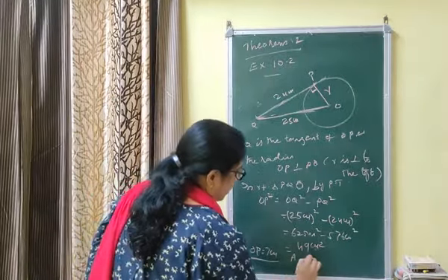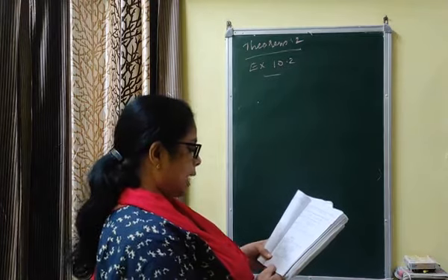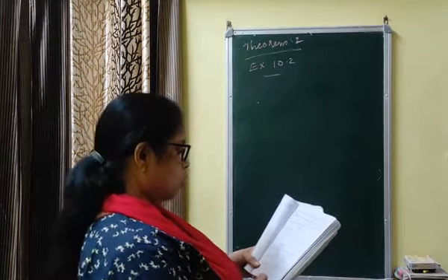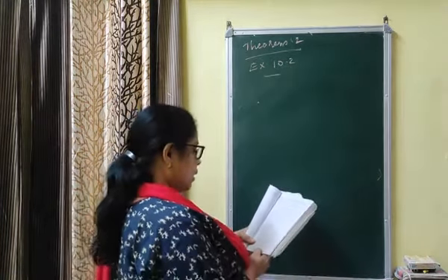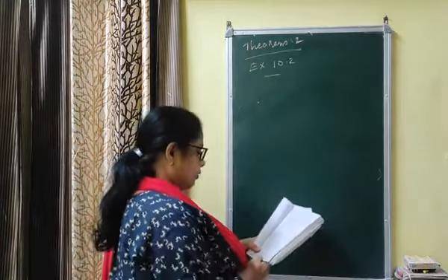I am reading the question. In figure 10.11, if TP and TQ are two tangents to a circle with center O, so that angle POQ is equal to 110 degrees, find angle PTQ.